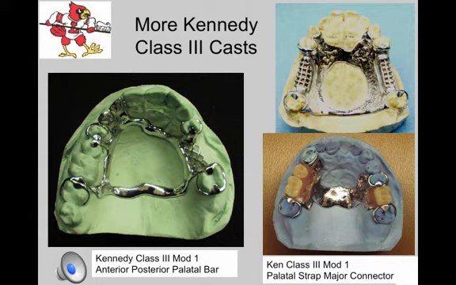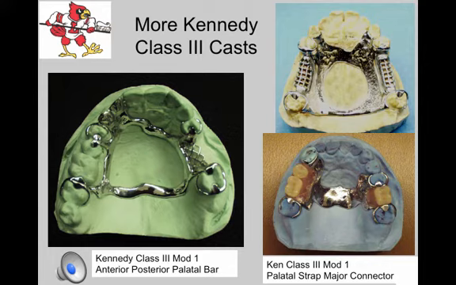Here we have some additional Kennedy Class 3 partial denture examples. The upper left is a Kennedy Class 3 Mod 1. The modification space is the area with the facings. It has an anterior-posterior palatal bar major connector. Remember that the definition of a bar is that it is less than 8 millimeters in width. I really don't care for the symmetry that well on the anterior part of that major connector on the top left. It may be distracting to the patient.